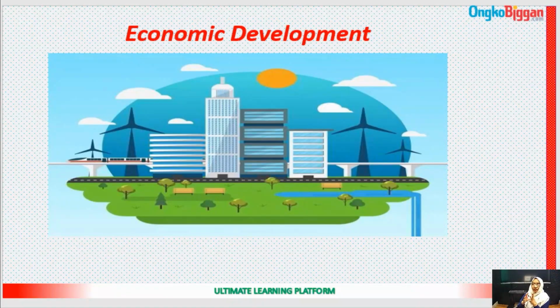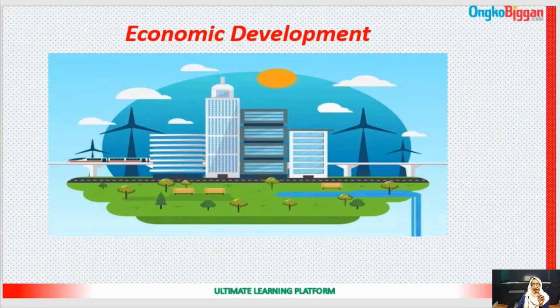So, after we have learned about economic growth, what is economic development? Both the concepts are different. Don't mix them up. Economic growth and economic development are separate concepts. So what is economic development? Economic development does not only mean the economic growth.